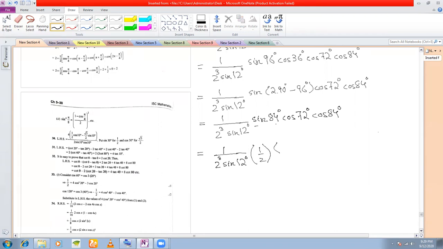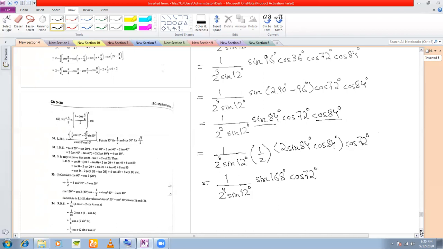And you combine this sin 84 and cos 84. So 2 sin 84° cos 84°, and this cos 72 you write as it is. So what you get is 1/2 to the power of 4 sin 12°. And this 2 sin 84 cos 84 combines to give you sin of double 84. What is the double of 84? 168. sin 168°, cos 72°, cos 36°.